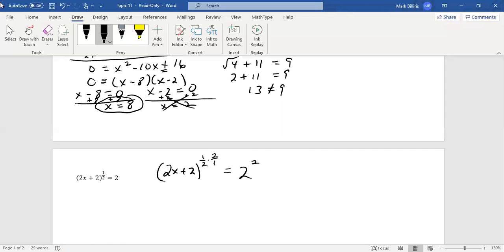Now on the left-hand side, see what happens? This reduces, and that gives us 2x plus 2 to the first power, which is just 2x plus 2, and that would equal 2 to the second power, which is 4. And now I solve. So I'm going to subtract 2 from both sides. So 2x would equal 2. Divide both sides by 2. So my solution would be x equals 1.